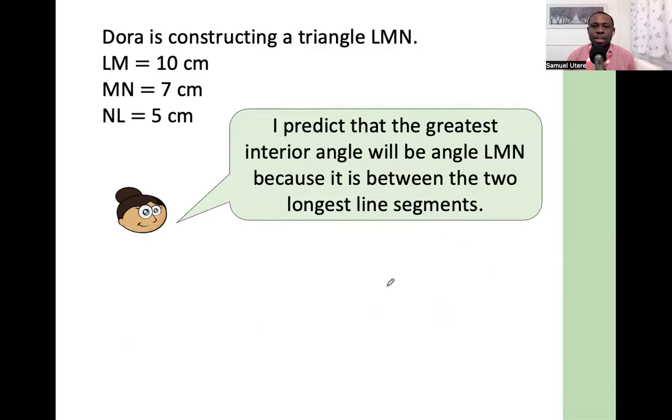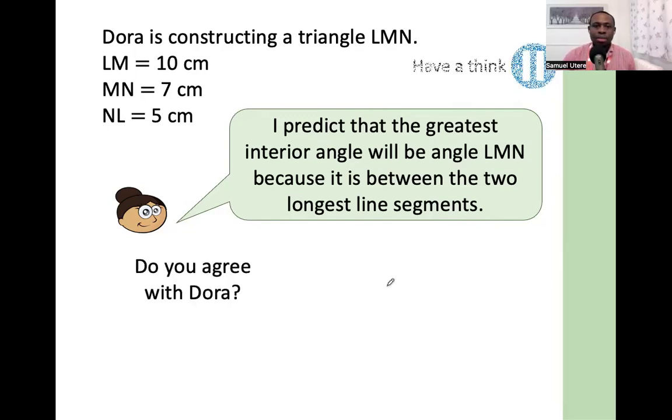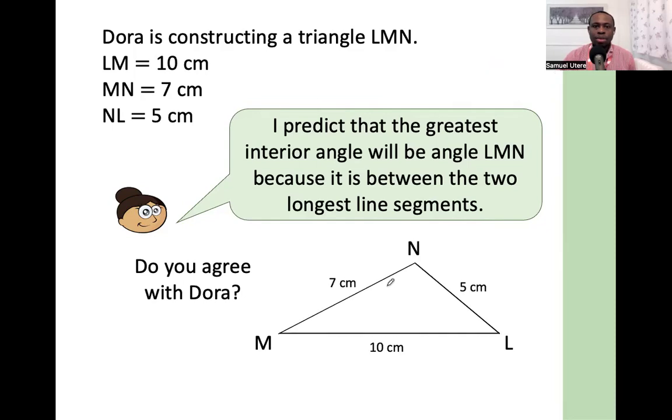Dora says, I predict that the greatest interior angle will be angle LMN because it is between the 2 longest line segments. Well, let's investigate and see whether she's right. Well, if we do our construction in different ways, if we use the 7 centimeter as the base and we use the 5 centimeter as the base, we would be having different angles.